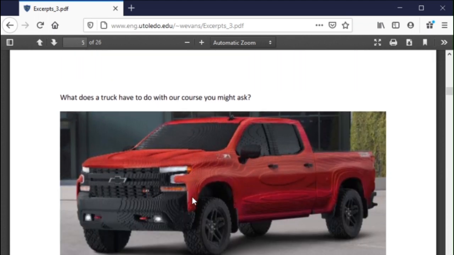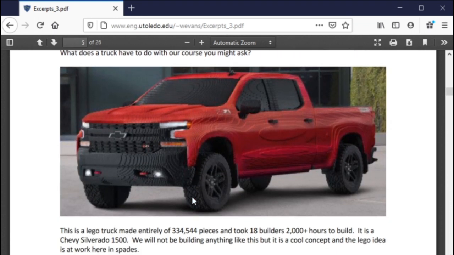Now, what does a truck have to do with our course? Well, this may be something that you might be interested in, but this was built up in Detroit for the auto show a couple years ago, and it was 334,544 pieces of Legos, and it took 18 builders 2,000 plus hours to build, and it's a Chevy Silverado 1500. So it looks like a truck, only it's built totally out of Legos.